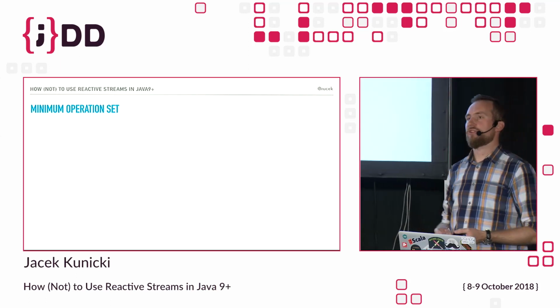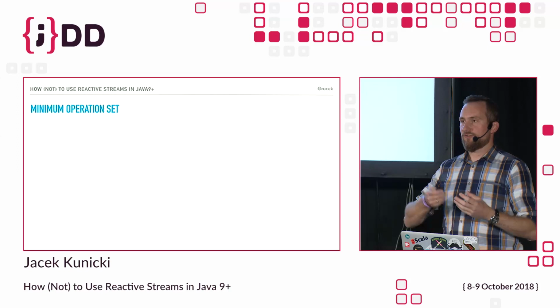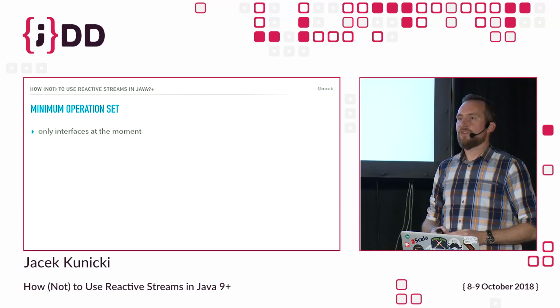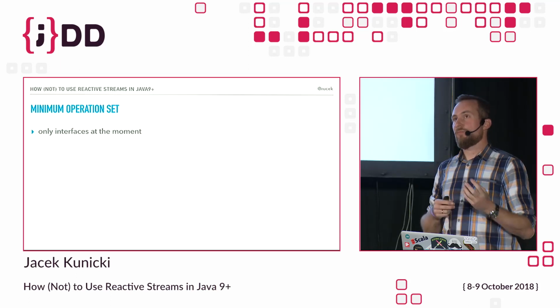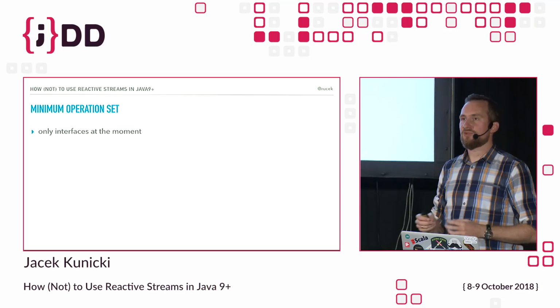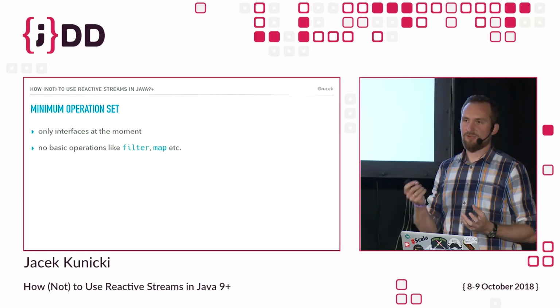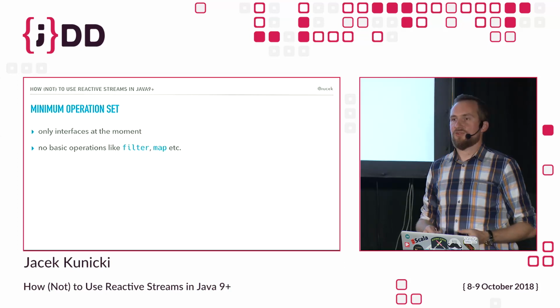First of all, what the JDK is lacking is a minimum operation set for the streams themselves. We only have interfaces: the publisher, subscriber, and subscription that connects those two. There is actually a single implementation called SubmissionPublisher, and you could use it, but it's not the best performing one. Using it for some more complex stuff may be a good idea, but using it for some simple operations like filter or map on your data is really not the best choice.